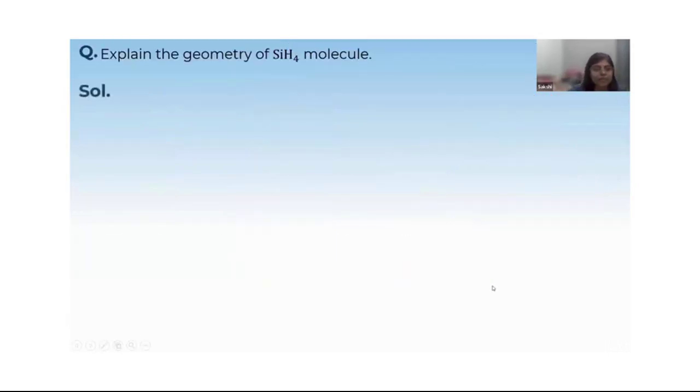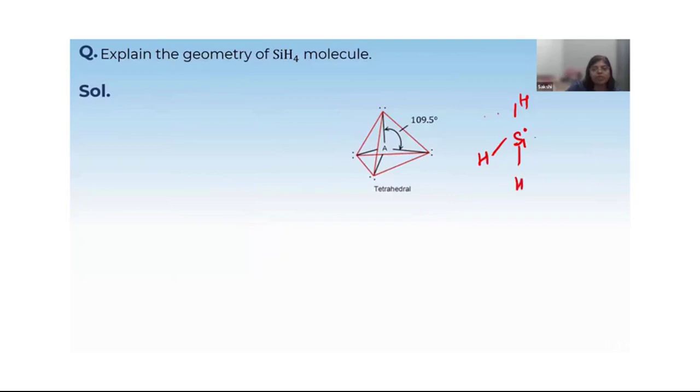Okay. Let us do some questions, right? They are saying that you have to explain the geometry of SiH4. So silicon is in the family of carbon. It has 4 electrons in the outermost shell. So there are just 4 bond pairs, right? And we know for 4 bond pairs, what is the geometry? Tetrahedral. Here, there are no lone pairs. So the shape and the geometry become equal. So shape and geometry both are tetrahedral and the angle is 109.5, right?